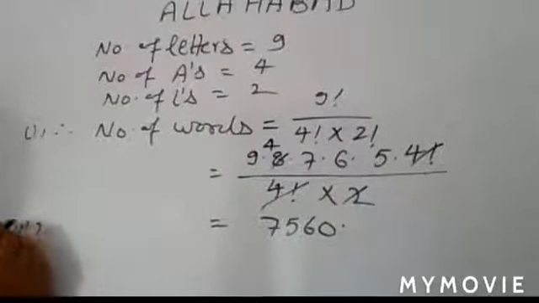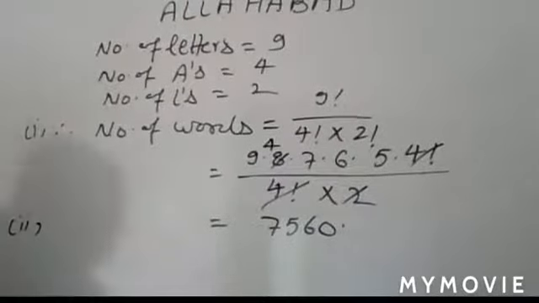Now, second part. In the second part, it is given that all the vowels occupy even number of places. And total here you have 9 letters. So in 9 letters, how many even places are there? How many even places? 4. Yes, 4 even places are there.